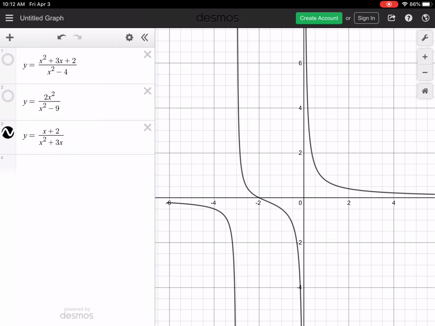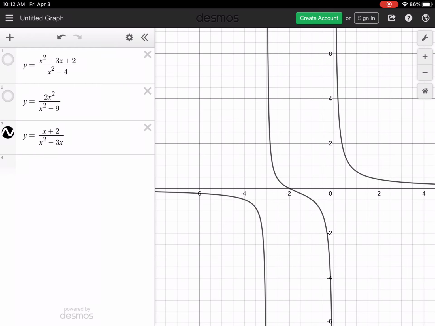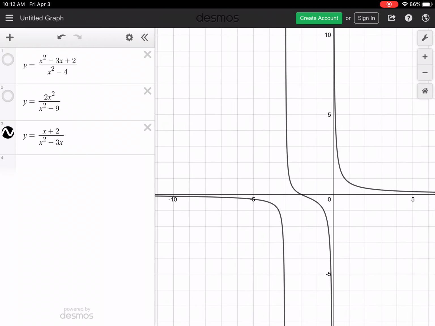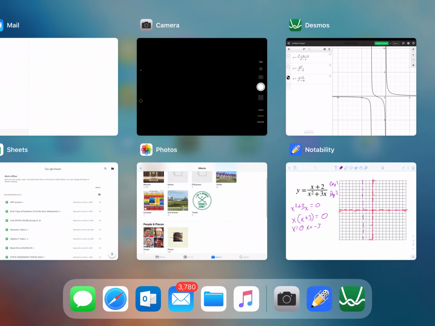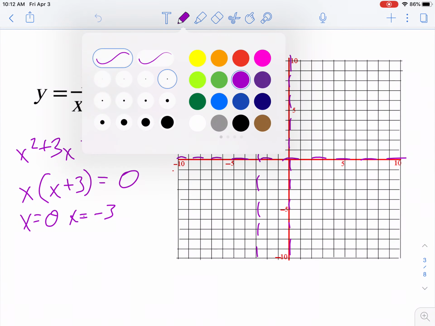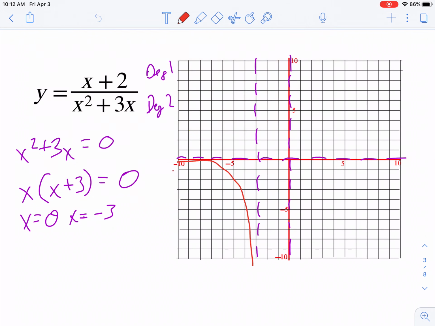Everybody see how that one looks? We've got that vertical asymptote at negative 3. We've got the vertical asymptote at 0. And then we've got a curve in the lower left. We have a curve in the upper right. And then the curve in the middle actually goes through the horizontal asymptote. Okay, so it looks like this. There's the curve down here. There's the curve up here. And then this one goes through the asymptote right there.